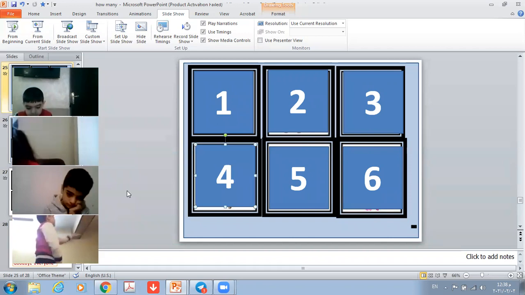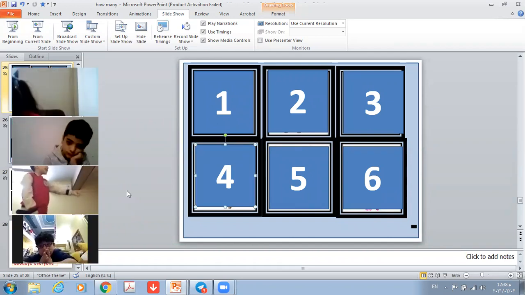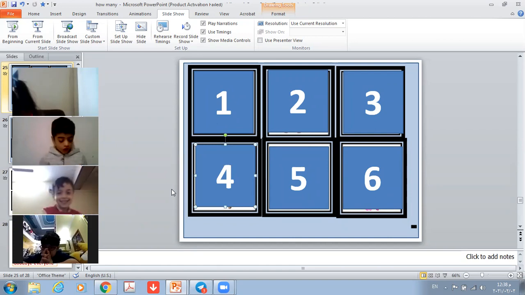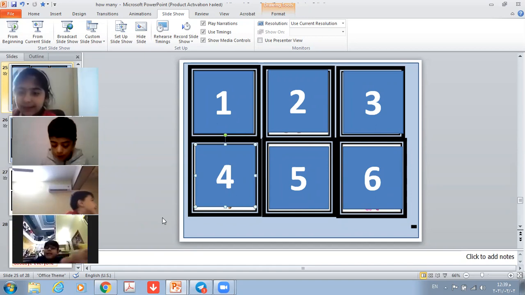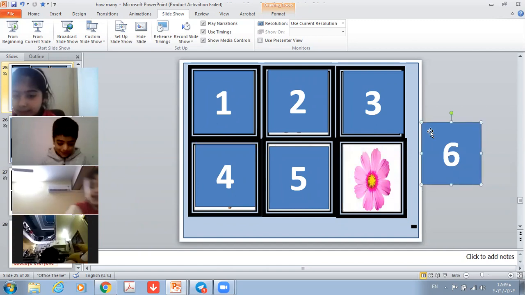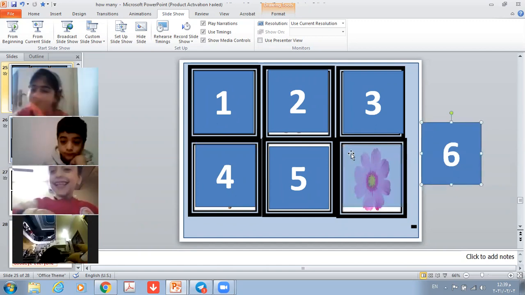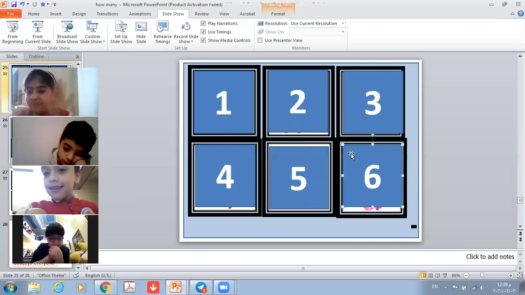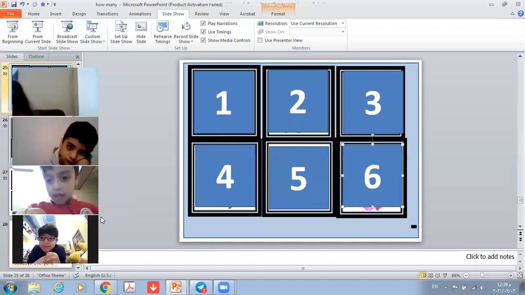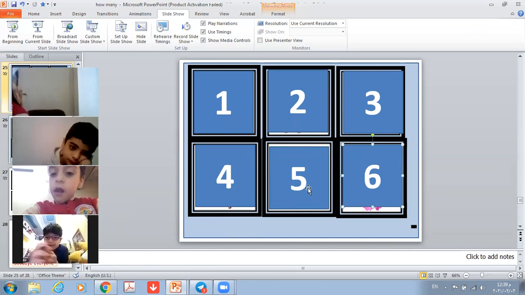Where is the flower? The pink flower. Can anyone tell me? Yes, Shahem. It's the number six. Number six, let's see. Very good, Shahem. It's on number six. Everybody clap for Shahem. Good job, Shahem. Okay, I will cover it again.